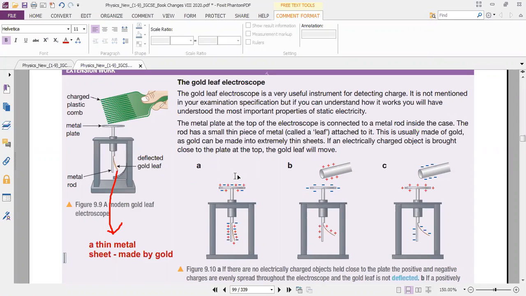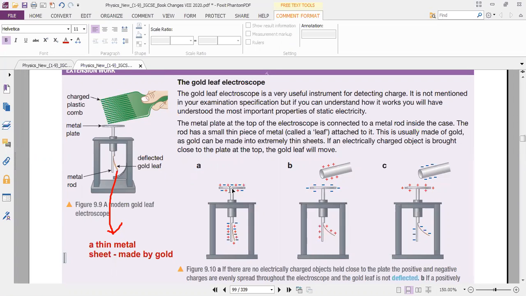So when we bring a charged object, this charged rod, closer to the metal plate of the electroscope, this whole machine is the electroscope. When a charged metal rod or plastic rod is brought closer to the electroscope, look at the metal plate condition. All the positive charges repel and go down here. Now, what is the result? Due to the positive charges, the leaf, look at this, moves away because positive charges repel. And all the negative charges are here.